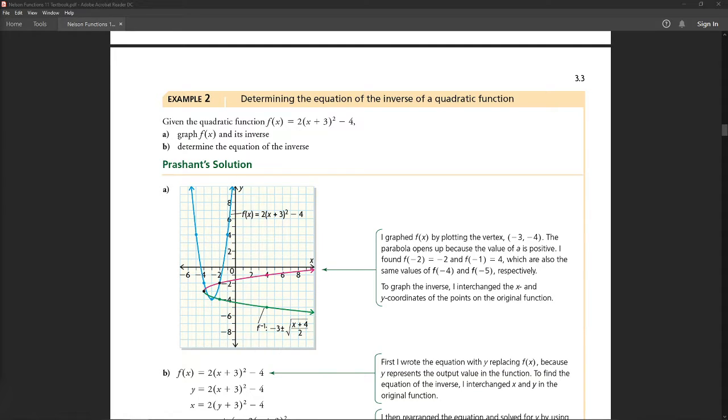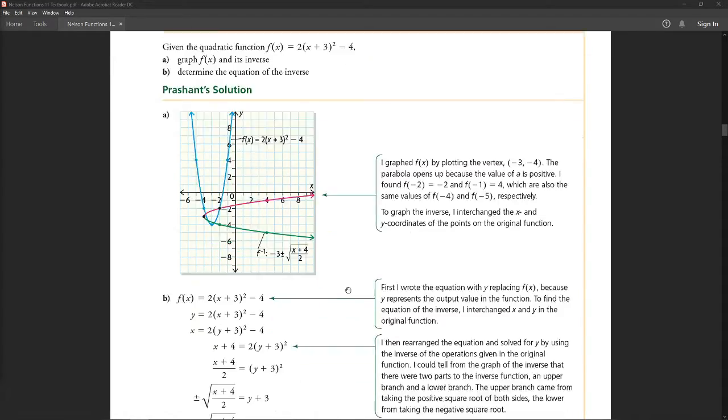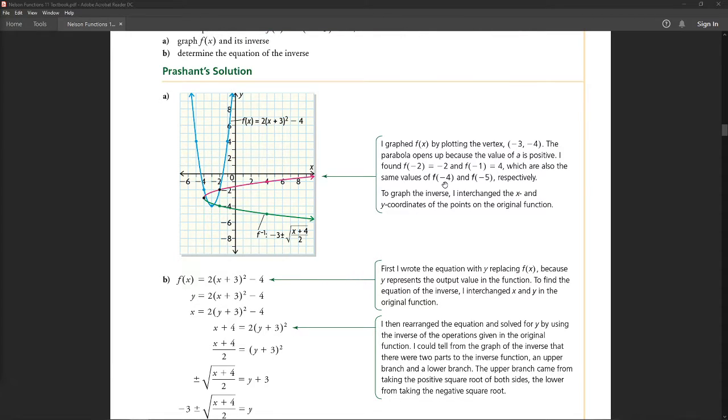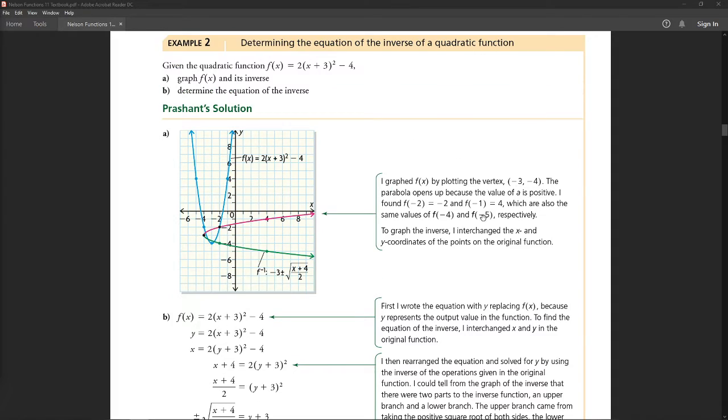Given the quadratic function f of x equals 2 times (x plus 3) squared minus 4, graph f of x and its inverse. Determine the equation of the inverse. Alright, I graph f of x by plotting the vertex -3, -4. Why is he doing -3, -4? That's an awkward number. Never mind, that's the vertex.